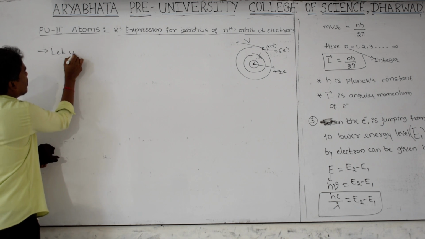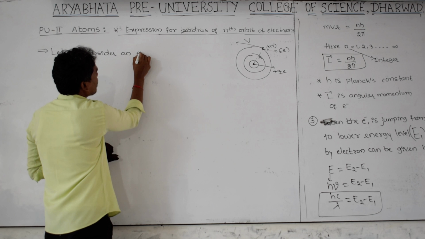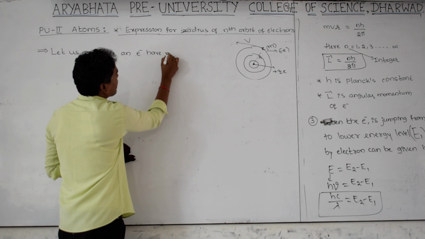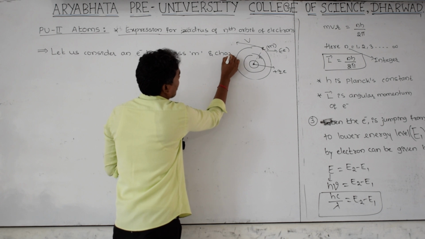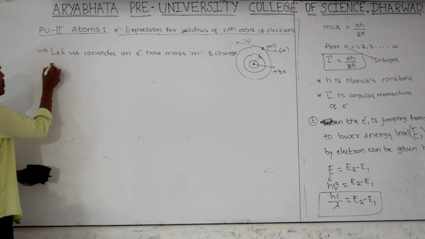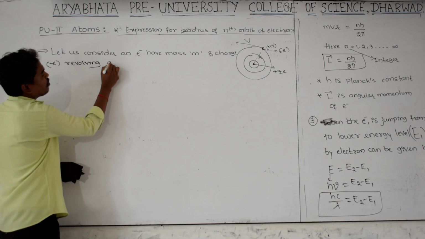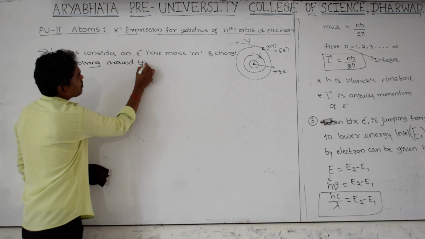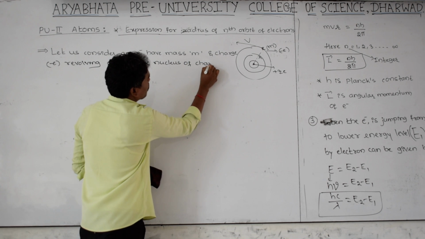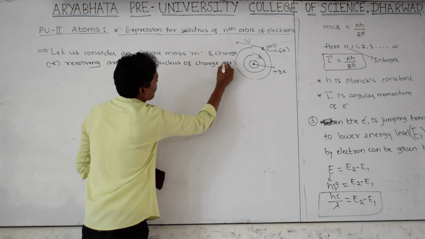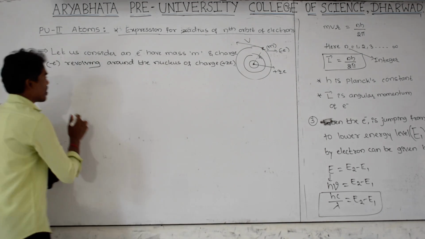Let us consider an electron having mass m and charge minus e, revolving around a nucleus of charge plus Z into e. Then the electrostatic force of attraction between this nucleus and this electron can be calculated using the formula.